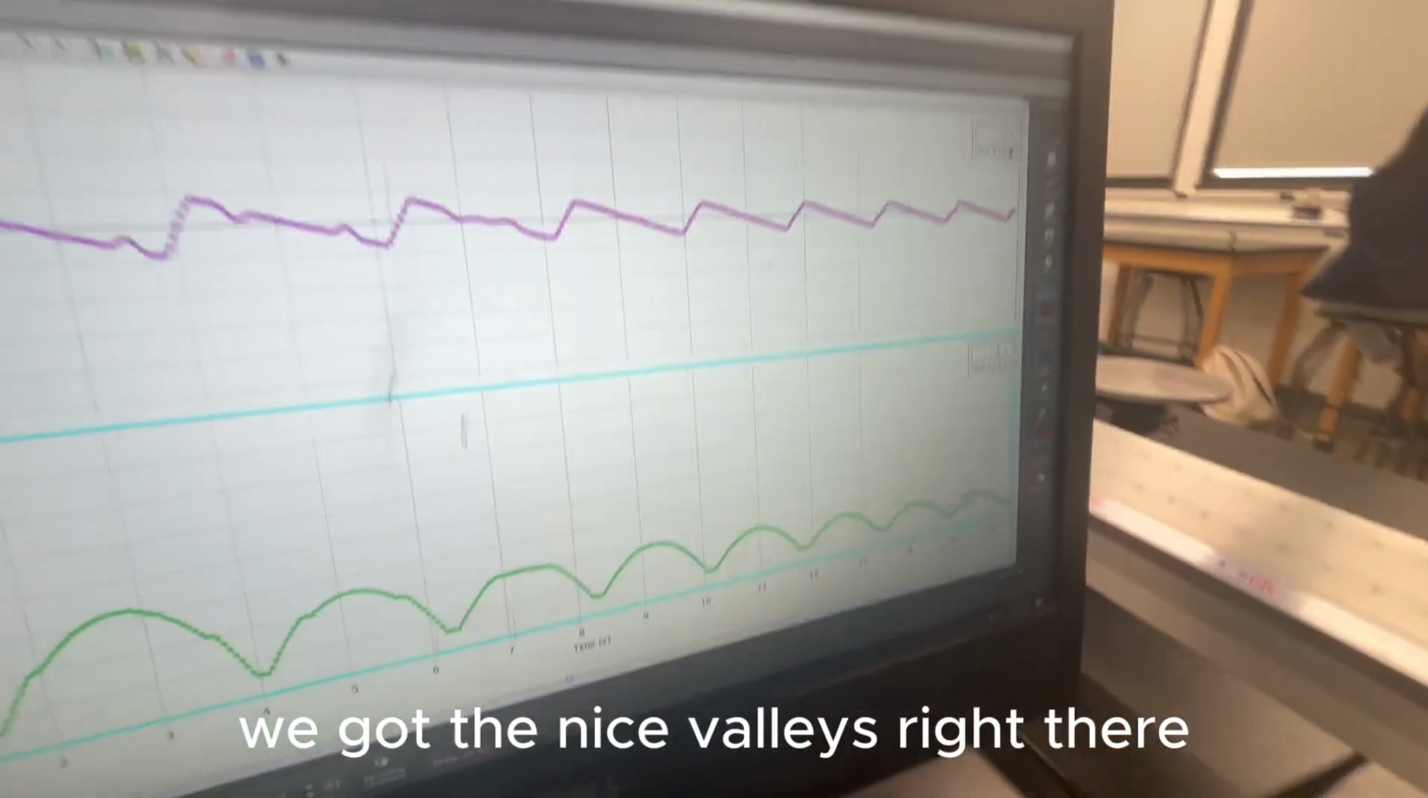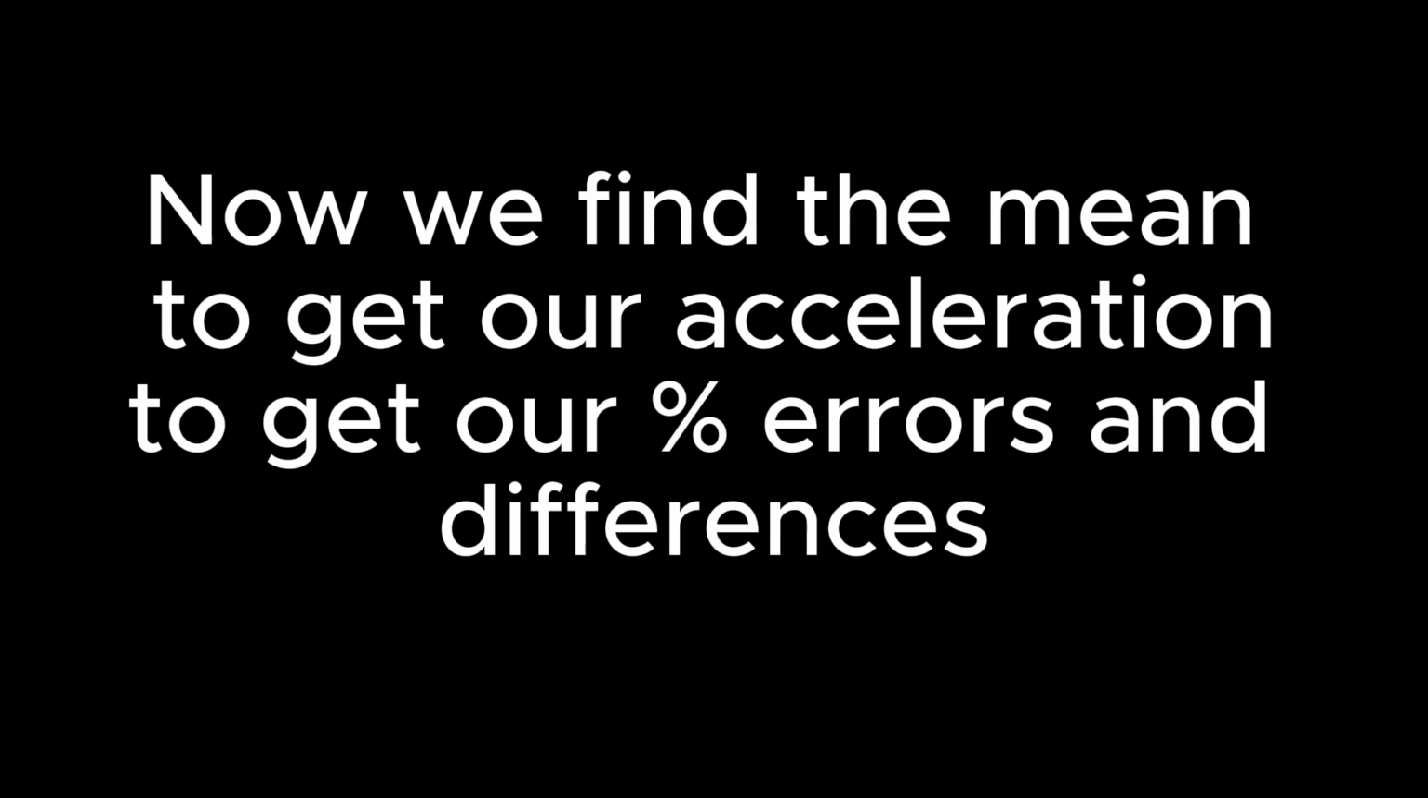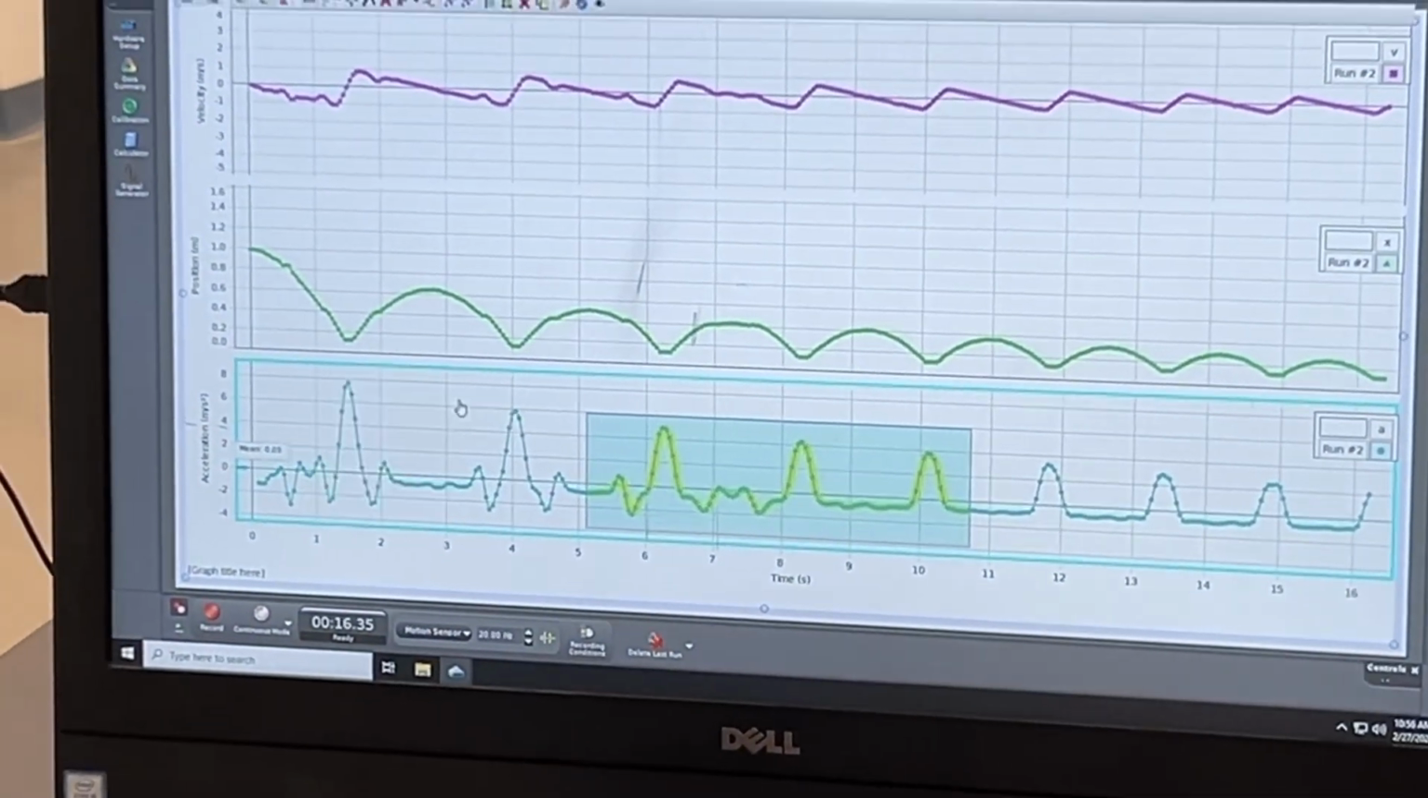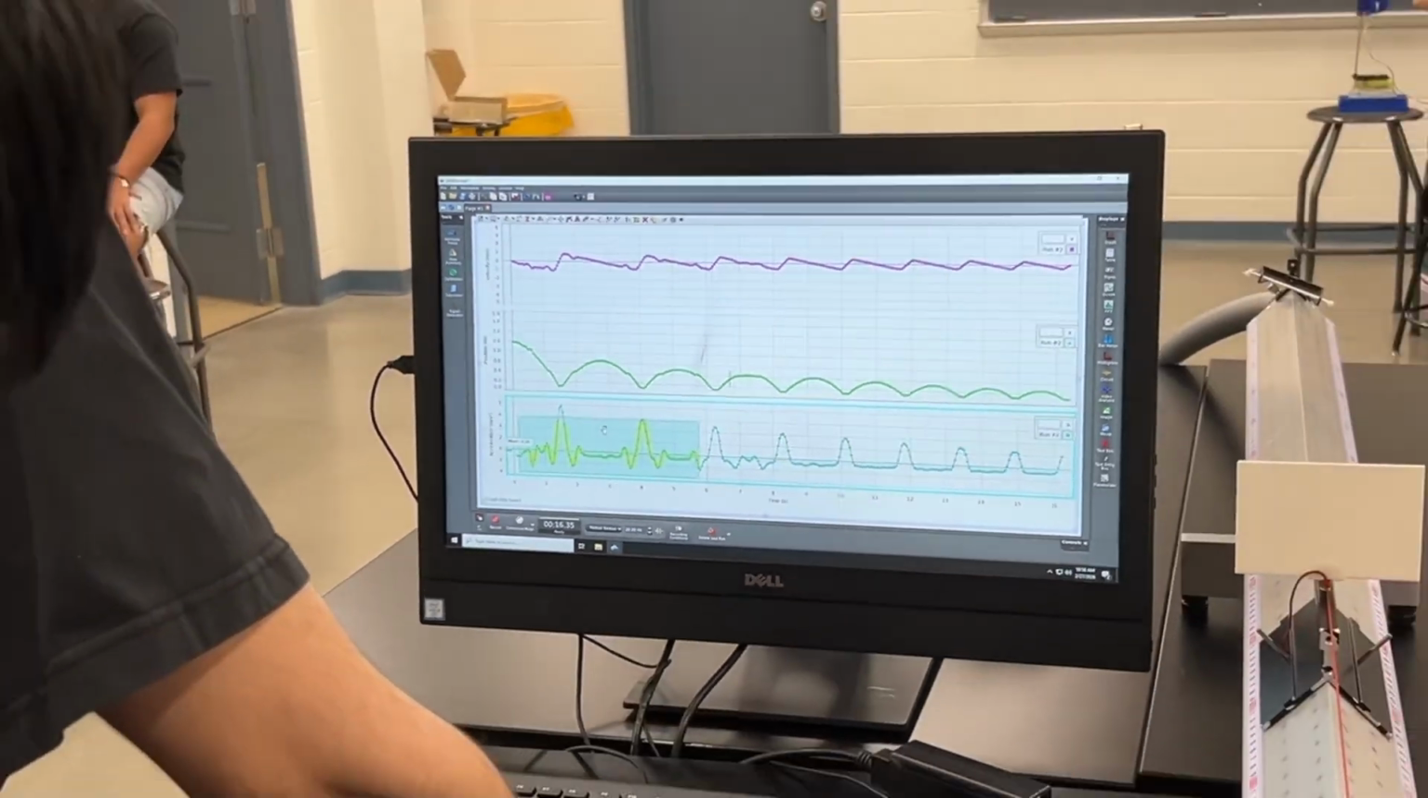We got the nice valleys right there. We're trying to find a machine right now.